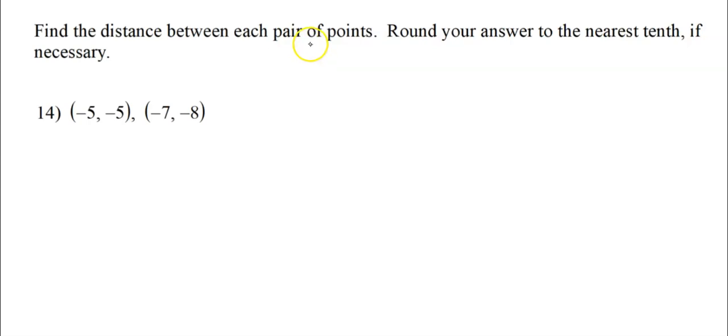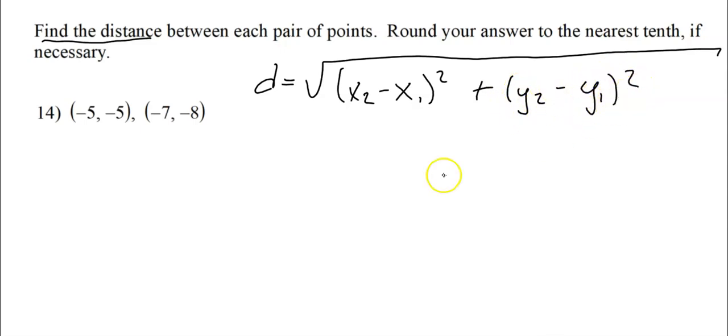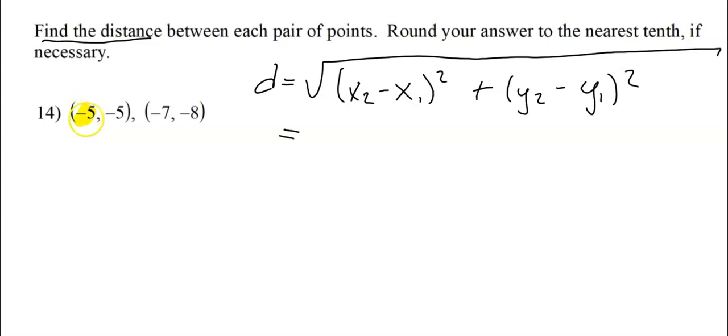All right, let's find the distance between each pair of points. Find distance. Round to the nearest tenth if necessary. So the distance formula is the square root of second x minus first x, square that difference, plus second y minus first y, square that difference. Let's get some colors on here because colors make everything better in my opinion. So that's my first x, first y. Second x, that's x2, second y.